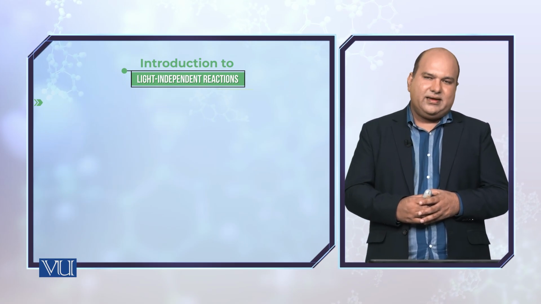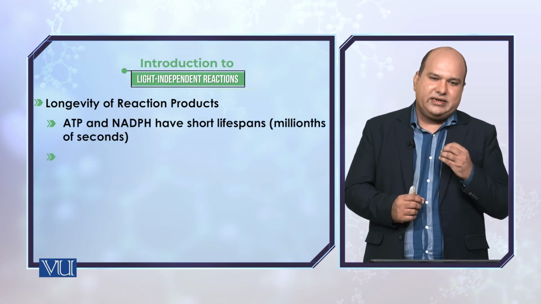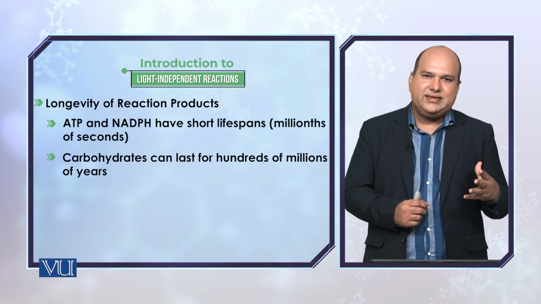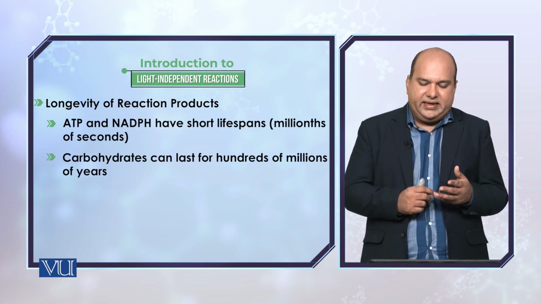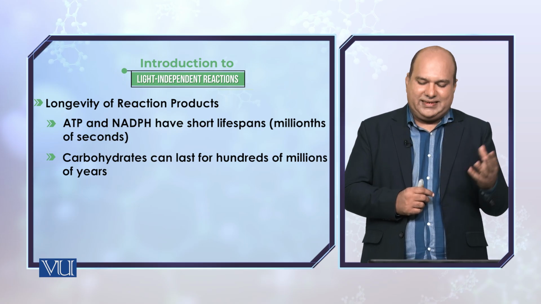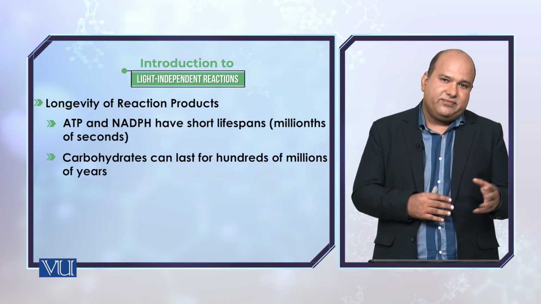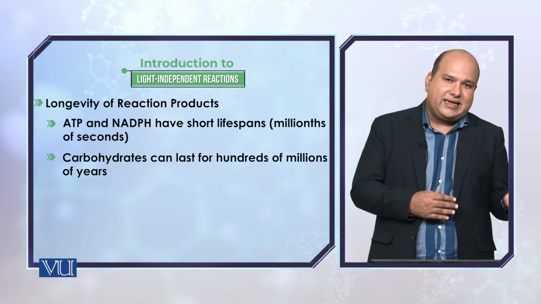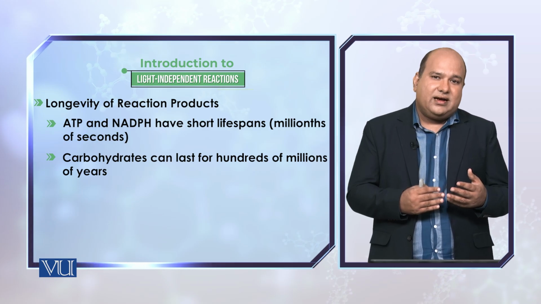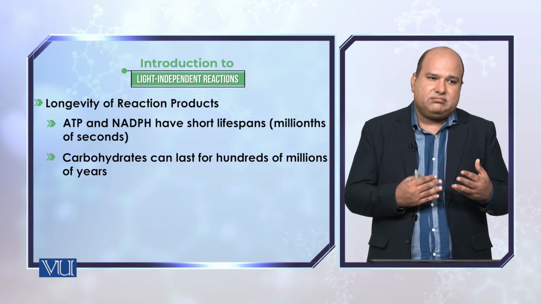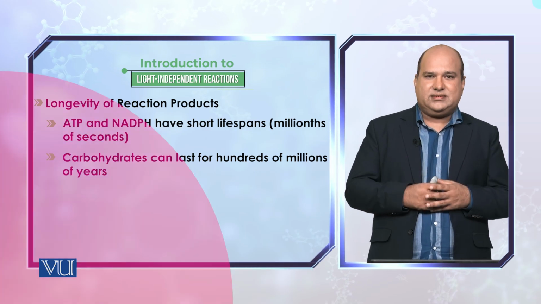Keep in mind, and it's a very interesting thing, that NADPH and ATP, both of these are very short-lived. They may even decay within milliseconds. But carbohydrates, on the other hand, which are a product of the second phase of photosynthesis, can live for, and they have been living, for instance, for millions of years.